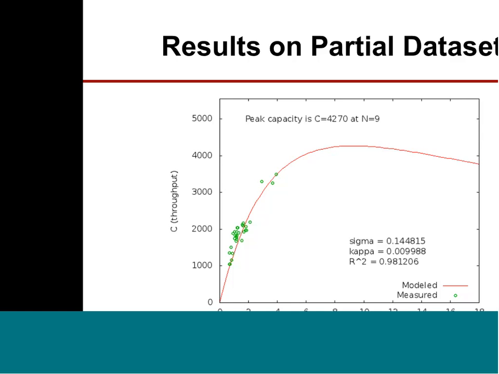A few of the other things on this graph are the sigma and kappa coefficients themselves and the R squared, which is an indication of how closely the points fit that line. In other words, how good quality the regression is.